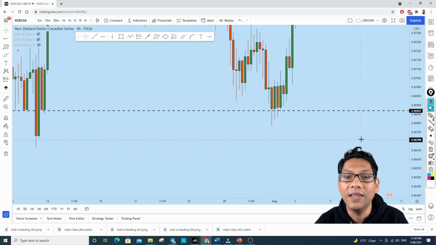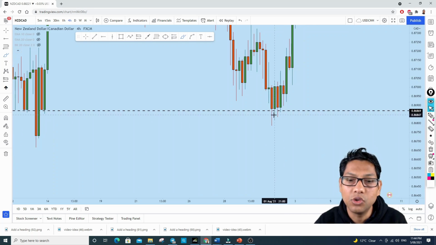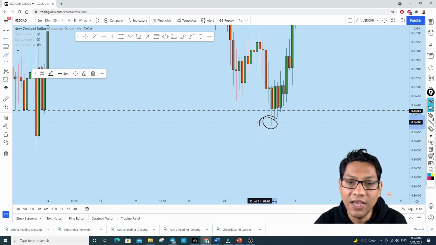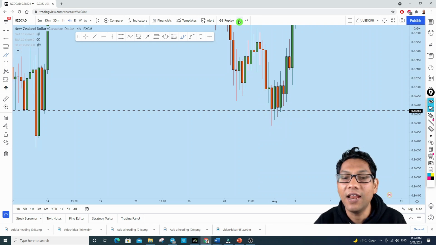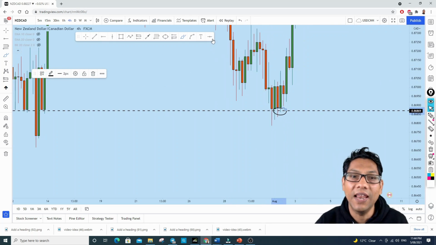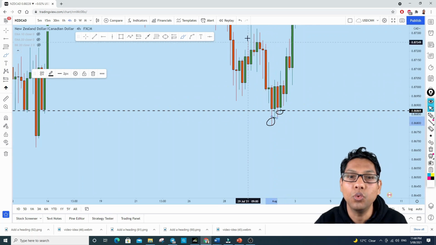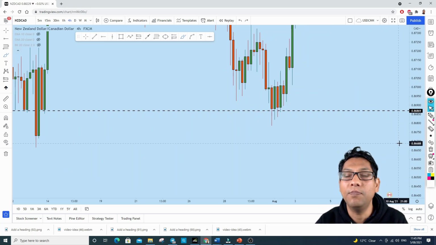Now let's go to the next criteria. So what is the next criteria? The next criteria is that, if we consider these two as the left bottom and these two as the right bottom, then we see that the right bottom is basically higher than the left bottom. So the right bottom is higher than the left bottom, so we can consider that this bottom is in our criteria. So the second criteria is selected.